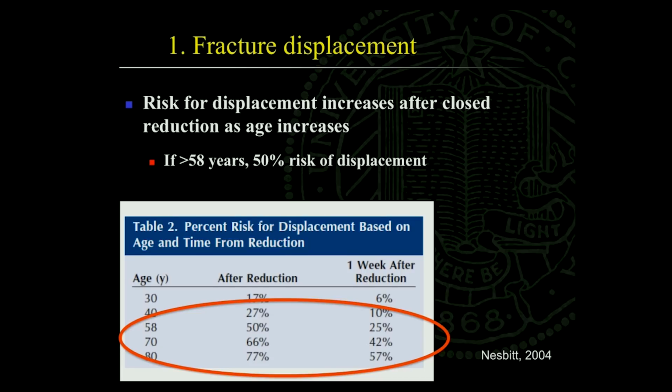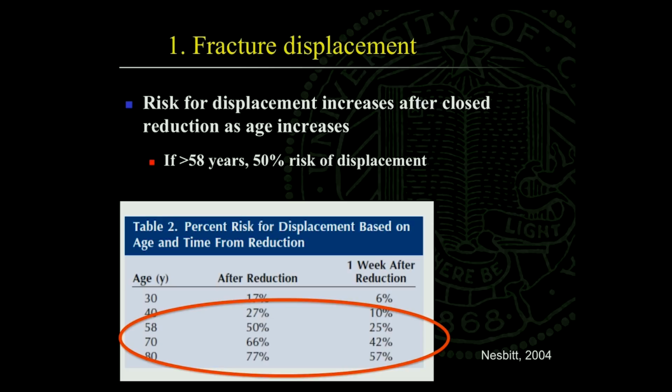But in terms of fracture displacement, let's say we get a really good reduction the day you come in to the emergency room and everyone's high-fiving. We say, I think you don't need surgery. That's great. But what the studies have shown is that the older you get, the more likely your fracture is to displace. This was a study done in 2004, and you can see that right at about age 58, the risk of a fracture malreducing after your initial reduction goes up to 50%.